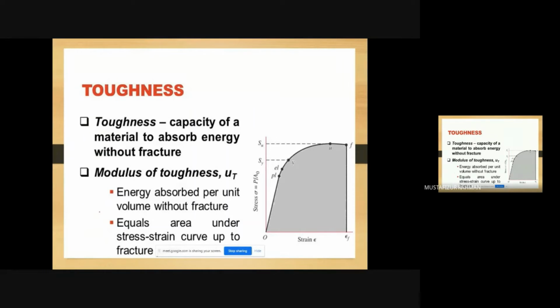What is modulus of toughness? Energy absorbed per unit volume. The entire energy absorbed, that is the toughness. Now we are saying there is another term, modulus of toughness. What is that? The total energy absorbed divided by the volume of the material. So that is energy absorbed per unit volume. So that is going to be modulus of toughness. And it is equal to what? It is equal to the area under the stress strain curve up to the fracture point.